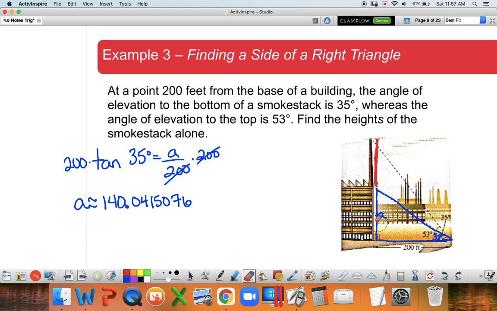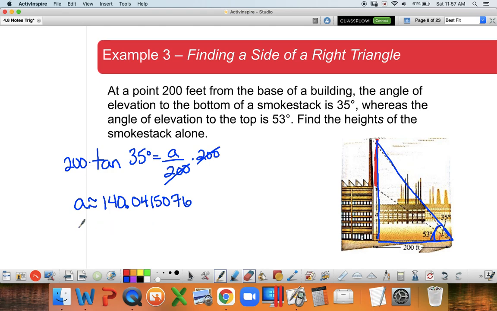Now let's go ahead and erase what we have so far. Now let's take a look at the bigger triangle we have here, right? It goes all the way here, here, and here. So I'm going to use the 53 degrees now to say, okay, what is the full height, including the building and the smokestack added together? And then I'm going to be able to subtract off the building height, and it will just give me the height of the smokestack itself.